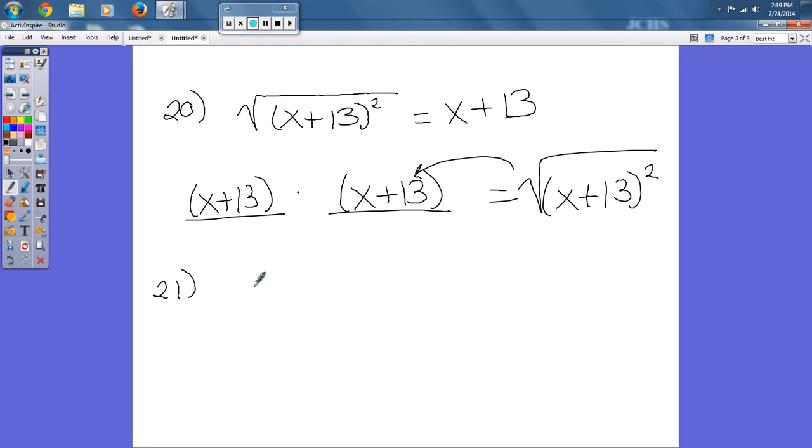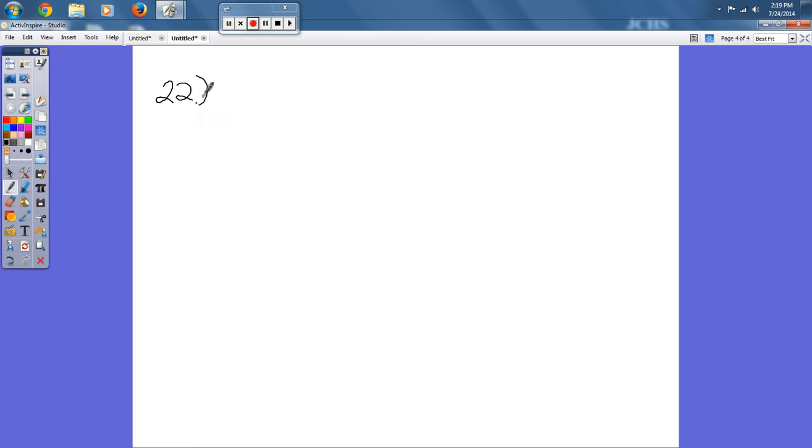21 is very similar, and after I talked about number 20, 21 should be very simple for you. x minus 16 quantity squared. If I take the square root of it, what should I get? Just x minus 16. In mathematics, the square root oftentimes will undo something squared if the whole entire quantity is. Next, the square root of 36x plus 25, and that quantity is squared. That square root should undo that squaring, so we should end up with just 36x plus 25.